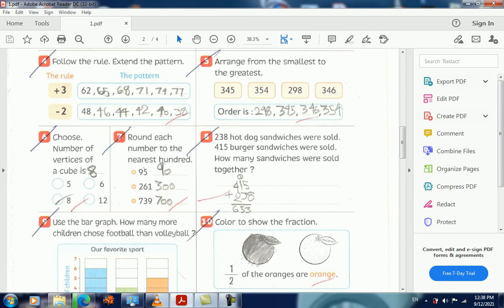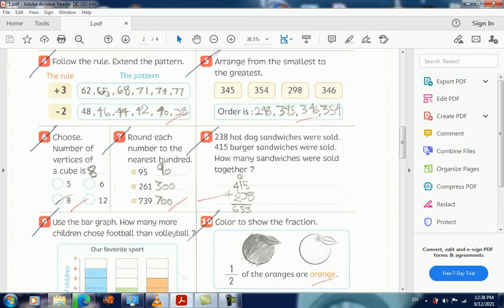And for the second pattern, it starts with 48, and we are going to subtract 2. So 48 minus 2 is 46. 46 minus 2 is 44. 44 minus 2 is 42. Then 42 minus 2 is 40. Then 40 minus 2 is 38.